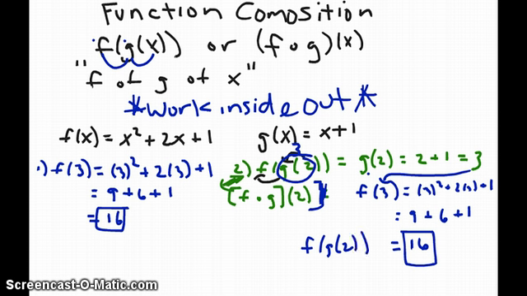So again, the main idea here is you start on the inside. Whatever comes on the most inner, you're going to plug that number into g, or whatever letter is there. And once you get that answer, so here we got 3, you're going to then plug it into the next letter out. So I'm going to plug it into my f function.